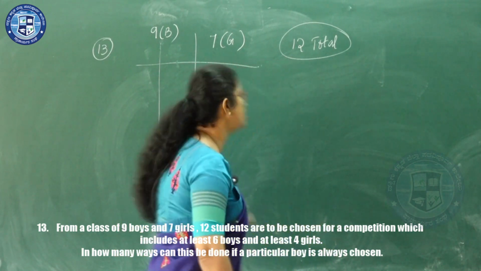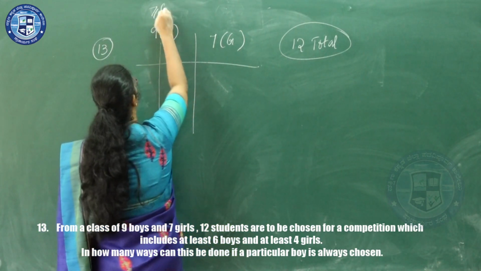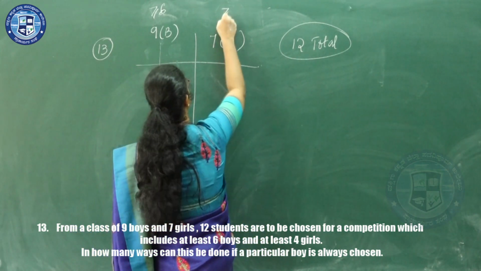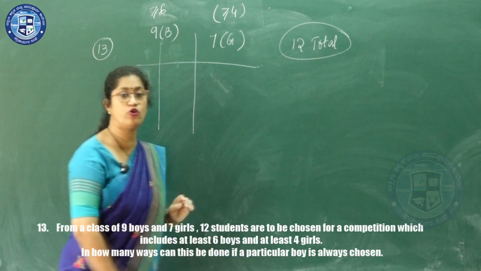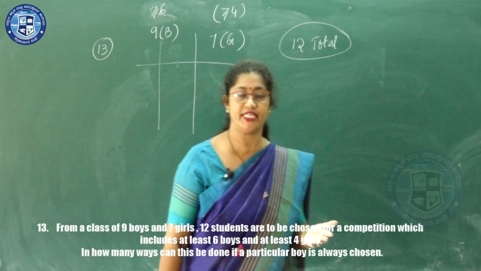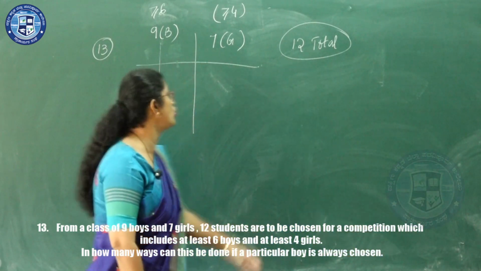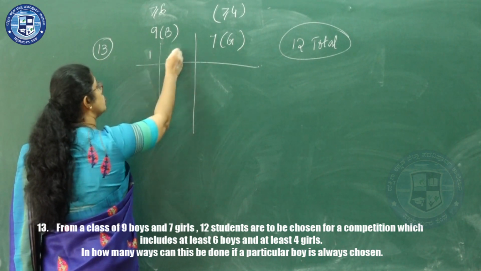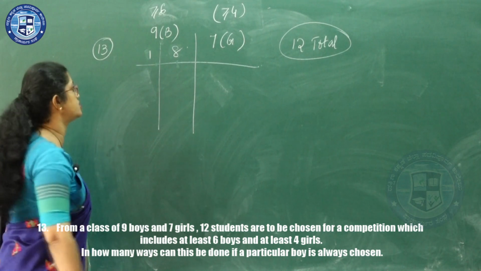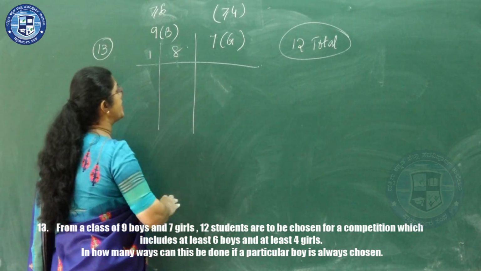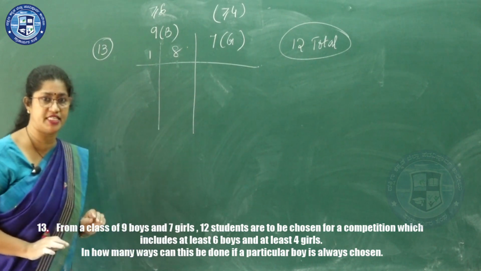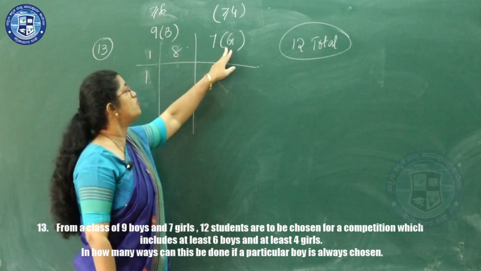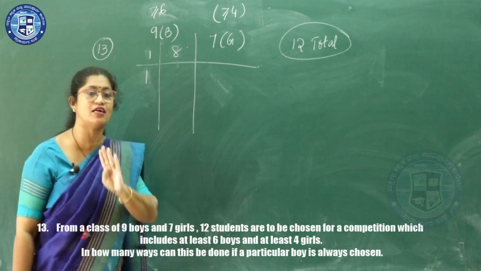And what is my restriction? There should be at least 6 boys. Number of boys is 6 or more. There should be at least 4 girls. So number of girls is greater than or equal to 4. And there is one more condition. There is one particular boy who is always chosen. So in this there are 2 groups, that one boy who is always chosen and the remaining 8 boys. So when I make the different categories possible which satisfy all these conditions, this one person is always chosen. Now what is the number of girls? It should be greater than or equal to 4. So let me start with 4.